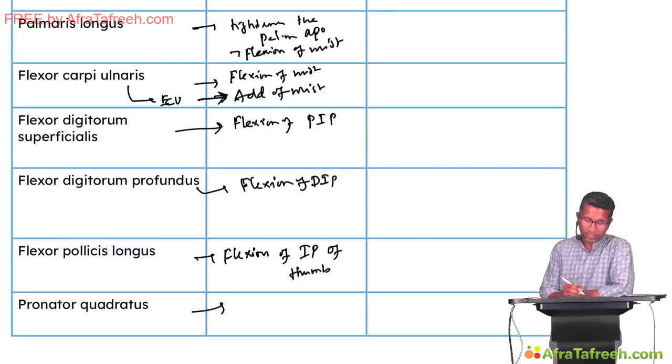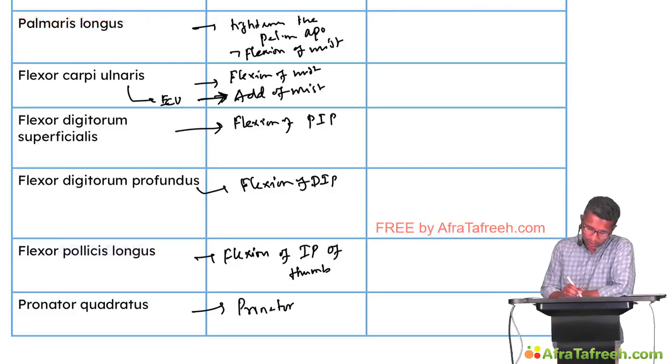And pronator quadratus, the name says it, is called the watch muscle. It causes pronation of the forearm.